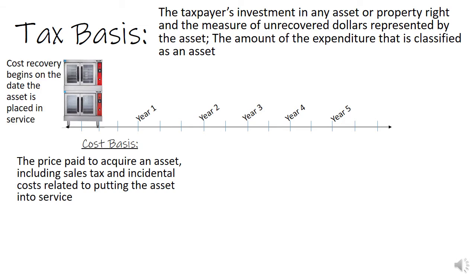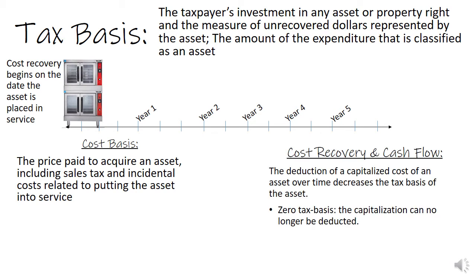Cost recovery begins on the date on which the asset is placed in service. So if Sugarista bought an oven on March 1st, but wasn't able to use that oven until April 1st, the cost recovery begins on April 1st, the date on which she's actually able to use the asset. As she uses the asset over time, she reduces the basis by a portion of that cost. Once she has depreciated all of the asset's basis, she can't take depreciation anymore.